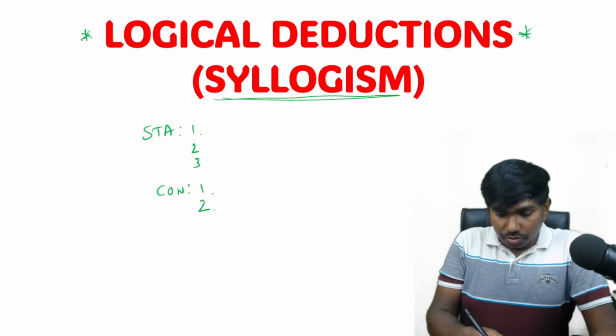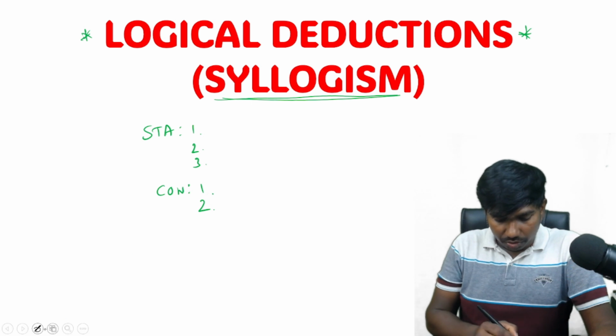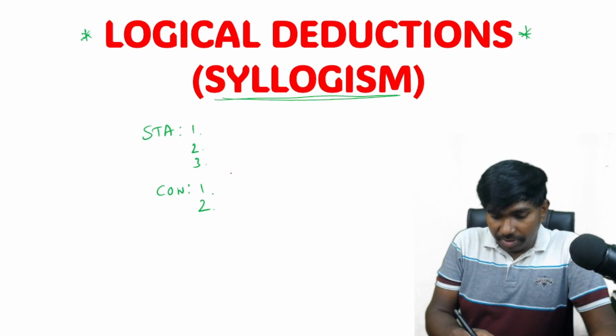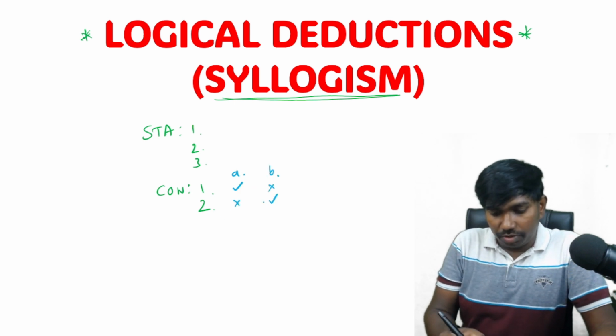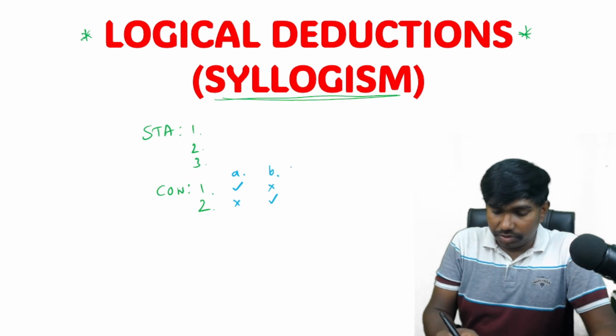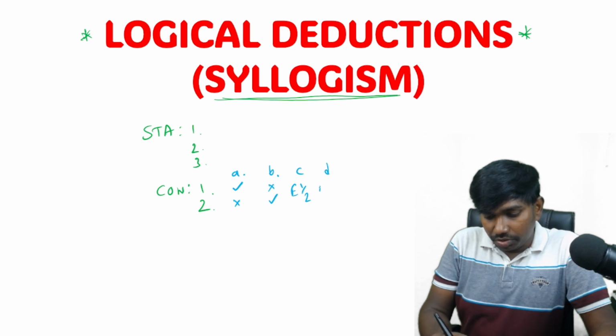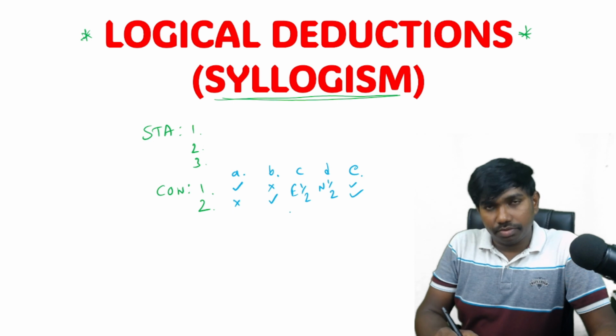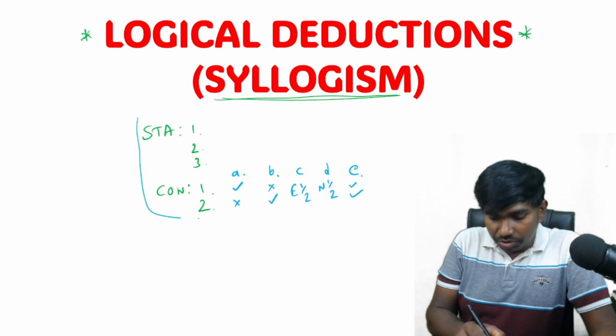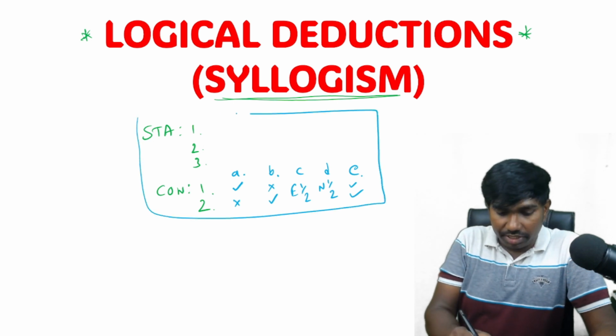So if there are only two conclusions, how will the options be? Option A, only conclusion 1 follows but 2 does not follow. Option B, only conclusion 2 follows but 1 does not follow. Option C, either conclusion 1 or 2. Option D, neither conclusion 1 nor 2 follows. And option E, both follow. If only two conclusions are there, these are the standard options.